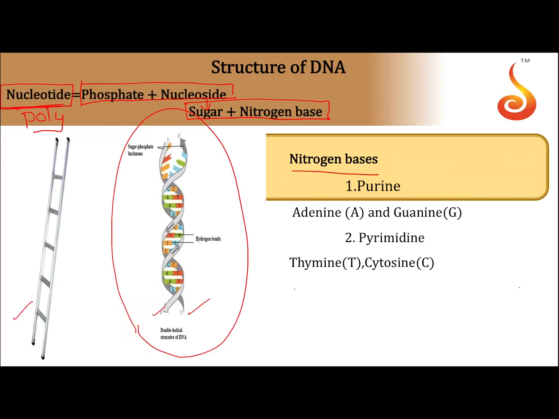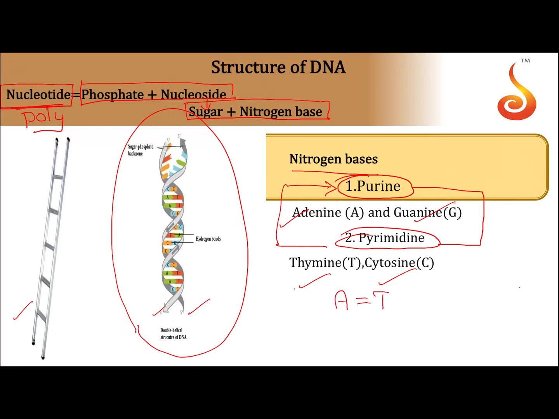In DNA, two different types of nitrogen bases are present. They are purine bases and pyrimidine bases. Purine bases are adenine and guanine. Pyrimidine bases are thymine and cytosine. Purine bases are always joined with pyrimidine bases or vice versa. Adenine is always combined with thymine with the help of two hydrogen bonds.